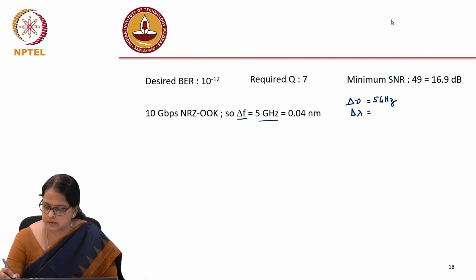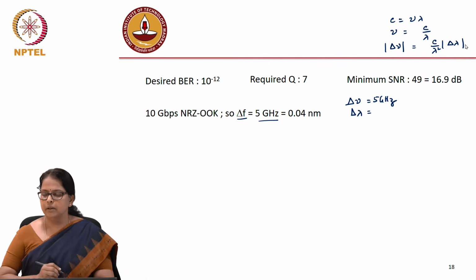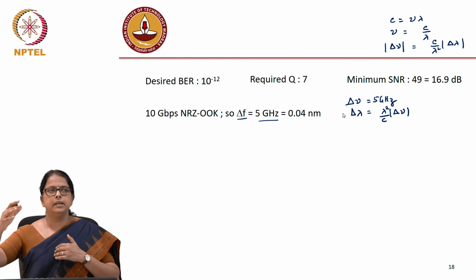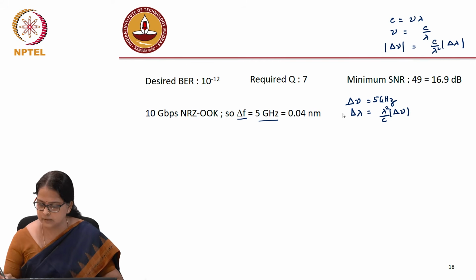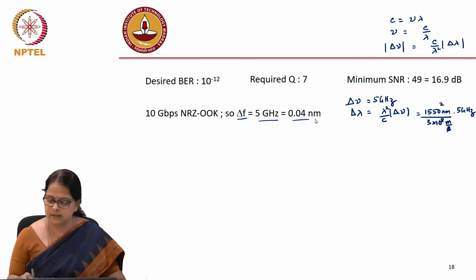So, we know how do you do this conversion? We know that nu is equal to C over lambda. So delta nu, the frequency spacing, corresponds to C by lambda square delta lambda. So if you want to calculate delta lambda, that is lambda square divided by C delta nu. Of course, you know that as the frequency increases, your lambda decreases. So this is at 1550 nanometer square divided by 3 into 10 power 8 meter per second multiplied by 5 gigahertz, is going to give you this number.